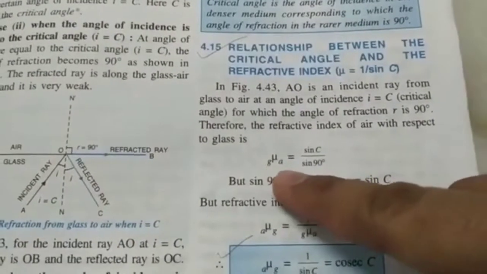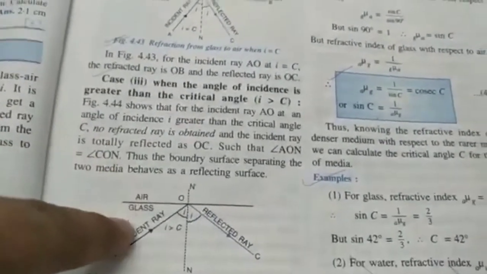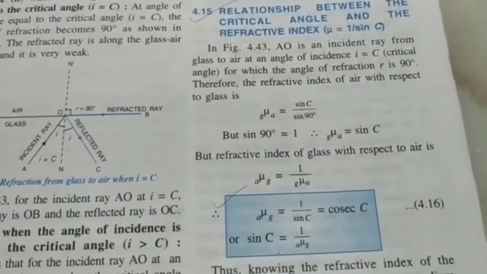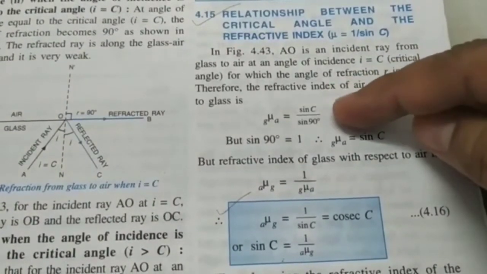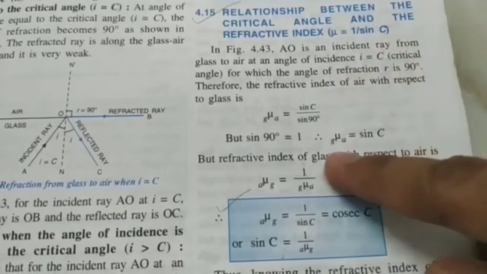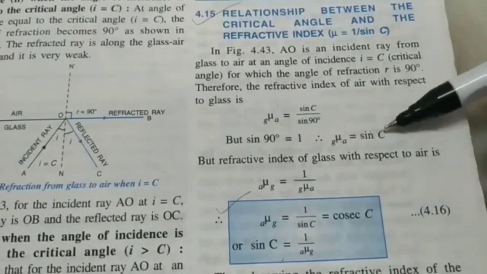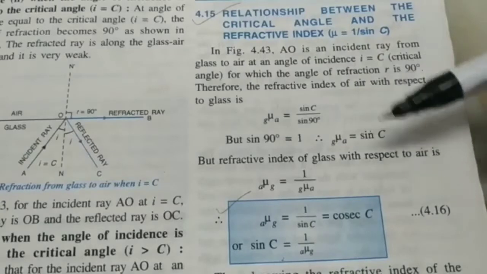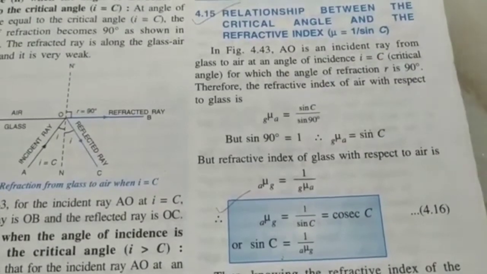The refractive index of air with respect to glass. Please understand that here the second medium is air and the first medium is glass. So air with respect to glass is sine of the critical angle, which is the angle of incidence, and sine of the angle of refraction, which is sine 90. But that is 1. So we get the refractive index of air with respect to glass is sine of critical angle for the given pair of media. By the way, for glass it is 42 degrees for glass and air.